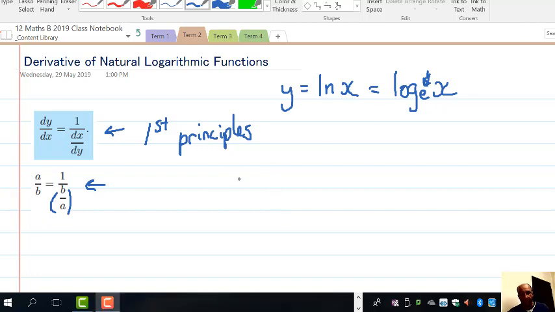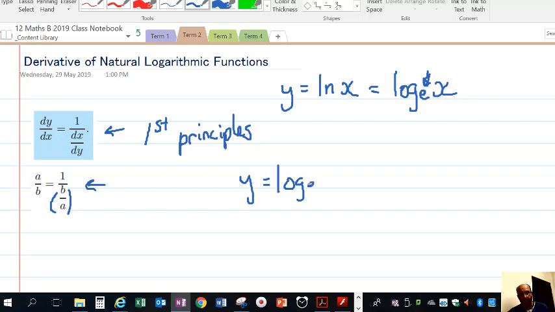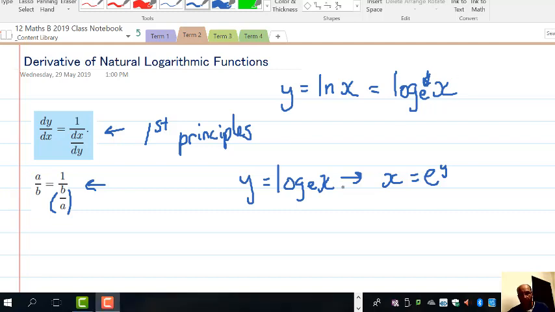So let's start with our natural log of x, and I'm going to write it more conveniently as y equals log to base e of x. And so that would mean that, using our log laws, our definition of a logarithm, x equals e to the y. You might remember that because that's how we define a logarithm. So that's previous work, so we need to go back to our early work on logs if we can't remember that.